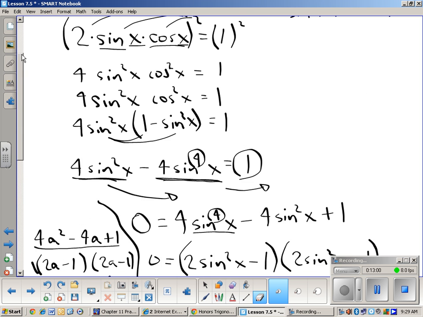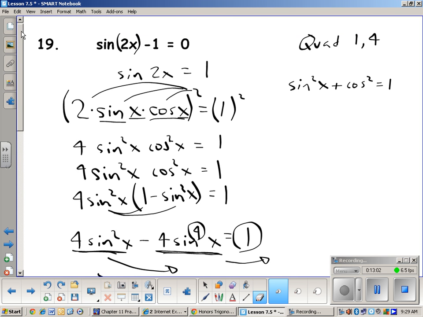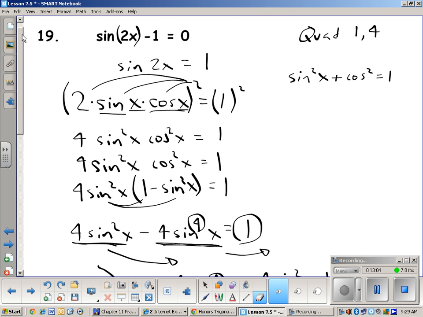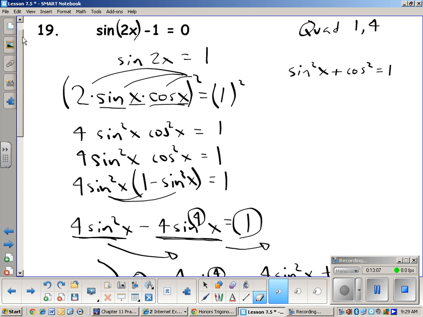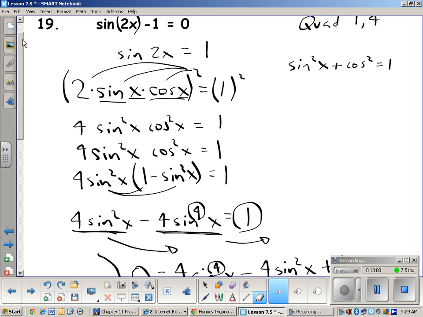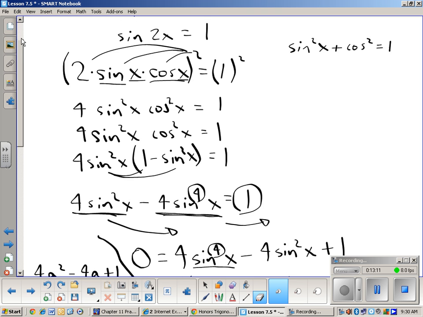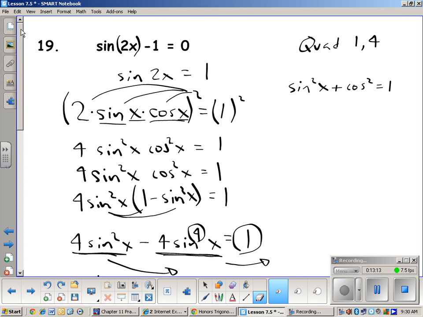I want to look back at what the original looked like. If we go back to here, that makes sense. 2 times 45 is 90. Sine of 90 is 1. Minus 1 equals 0. Now if I put negative 45 in there, I get negative 90. What's the sine of negative 90? It's negative 1, right?